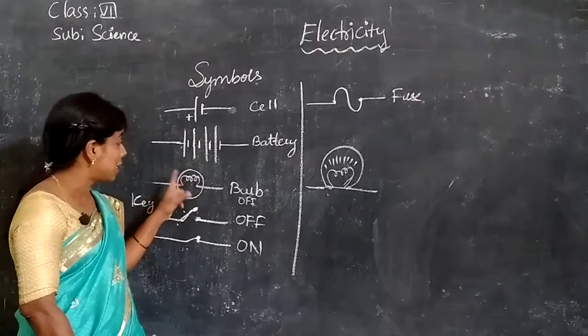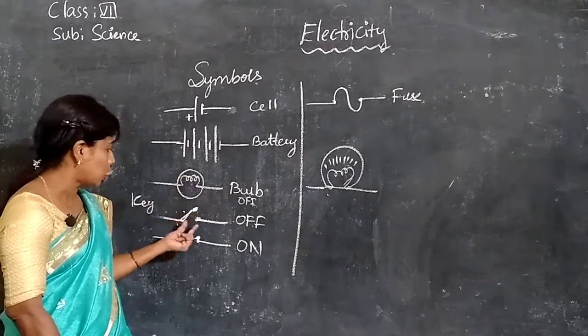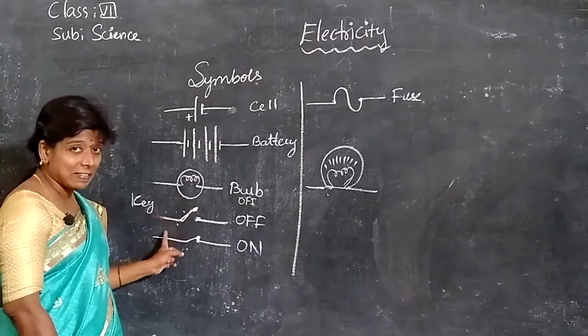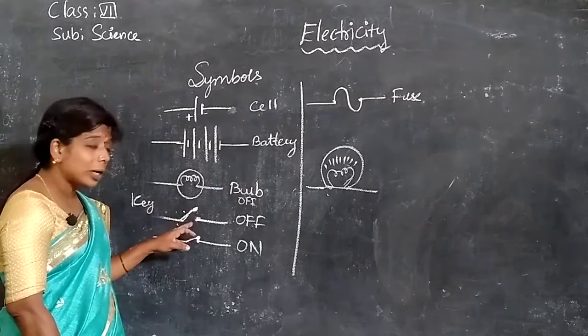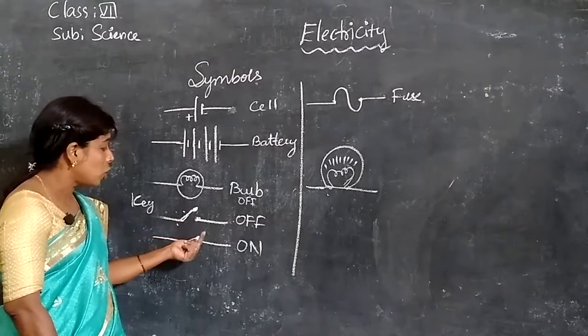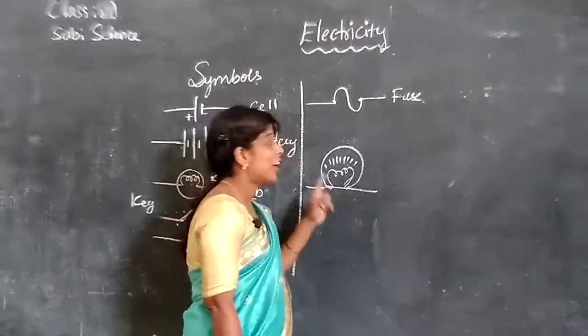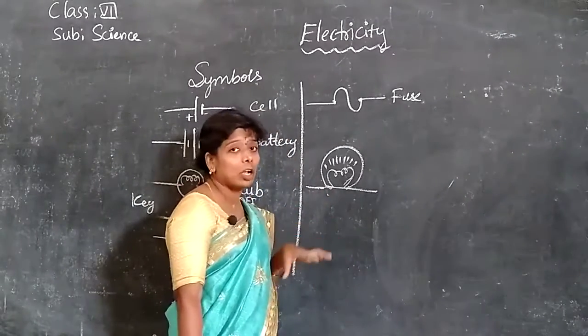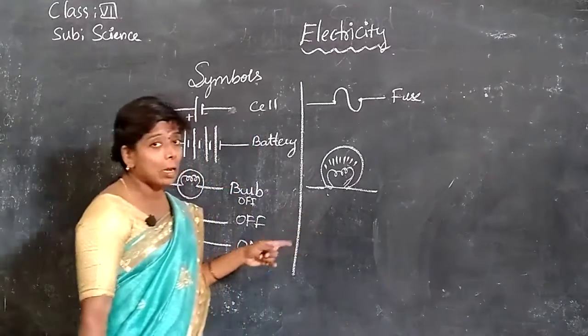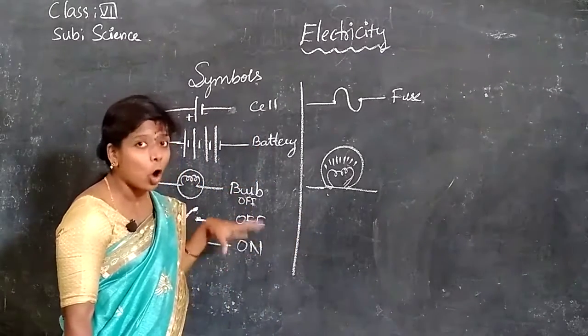This is a bulb, but light is not coming, so it is off position. These are keys. If they are not in contact, it is off. In contact, it is on position. And this is the fuse. You know where we are going to use it; we are going to get that also. Here this is a bulb where we are getting light. Bulb is in on position.